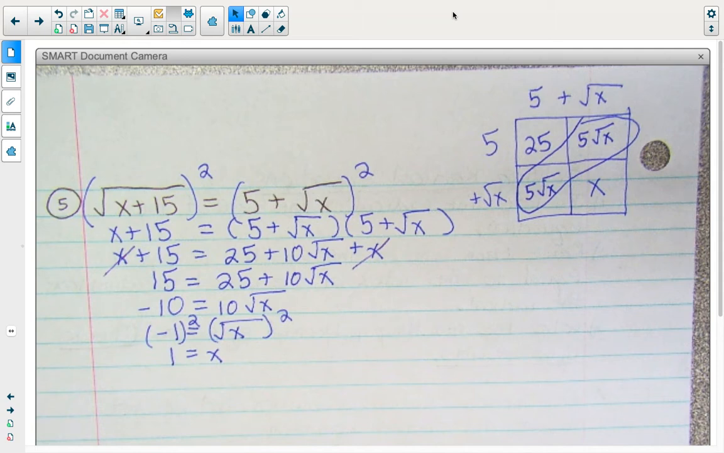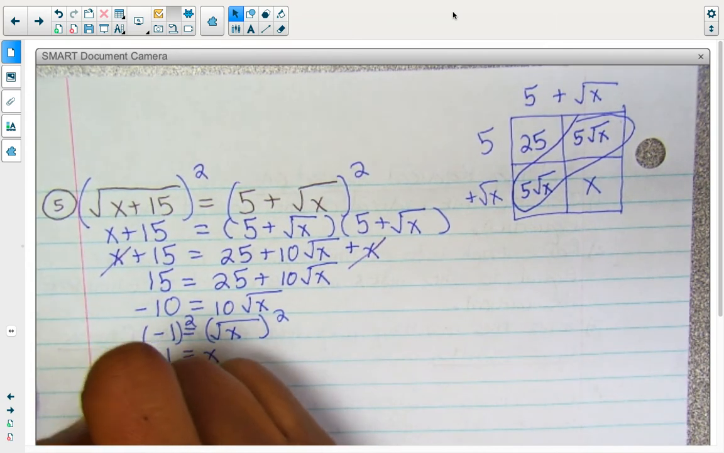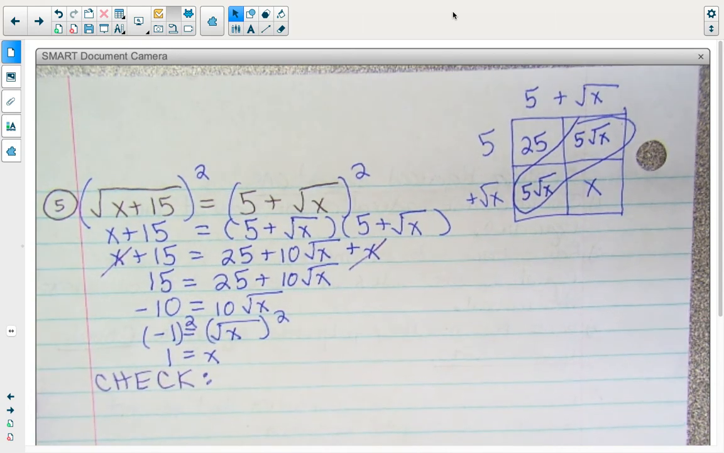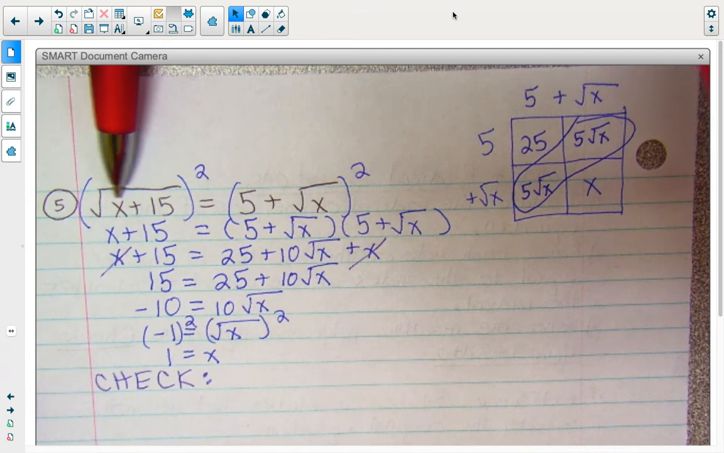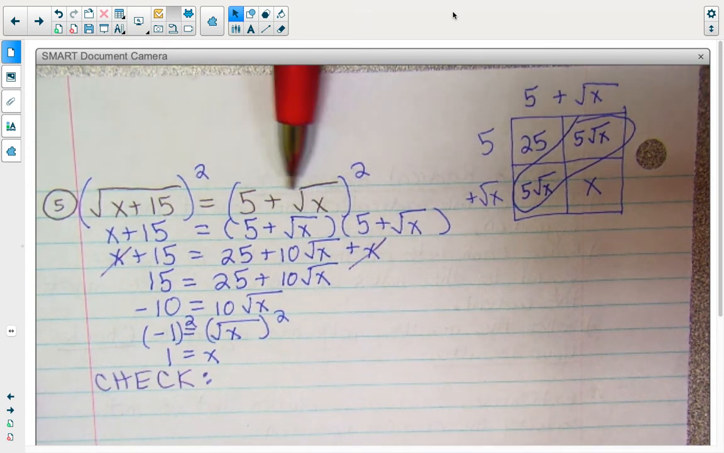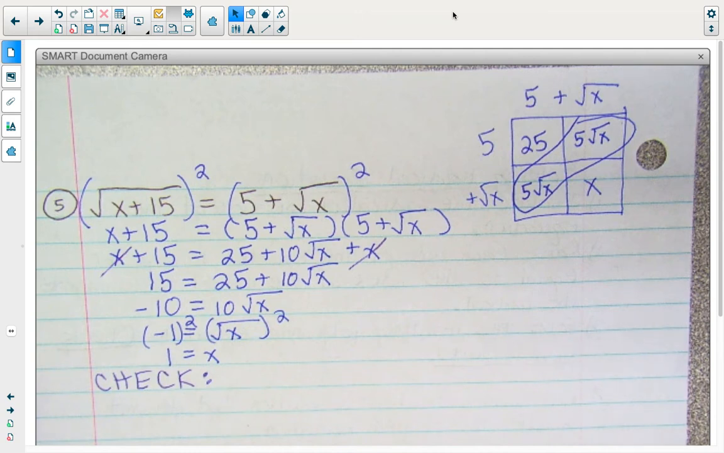But the important thing here is that we need to check our answer. So I'm going to take 1 and plug it back in, and then we'll see what happens. I'm going to take the number 1, substitute it back in for x here, and here, and then if both sides equal the same thing, that means my answer is 1. If both sides do not equal the same thing, then this is an extraneous solution.